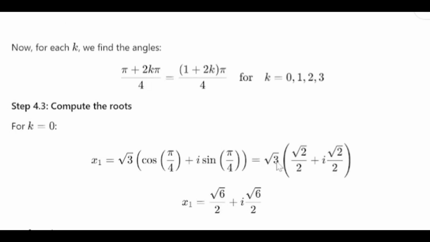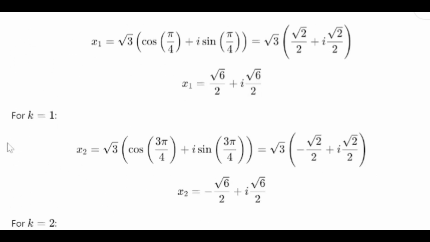If you multiply square root of 3 by square root of 2, that will give you square root of 6 divided by 2, plus the square root of 3 multiplied by the square root of 2 will give you i square root of 6 divided by 2. Then also for k equal to 1, we have x2 equal to square root of 3 (cos(3 pi/4) + i sin(3 pi/4)).